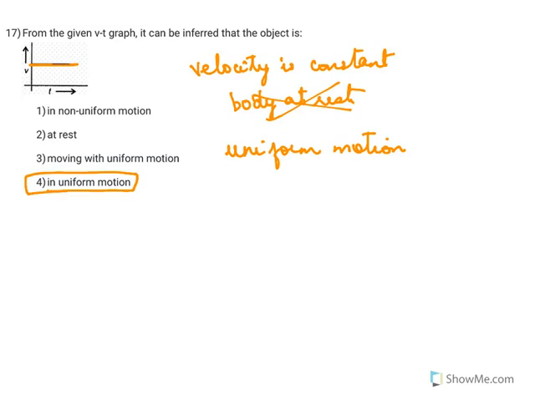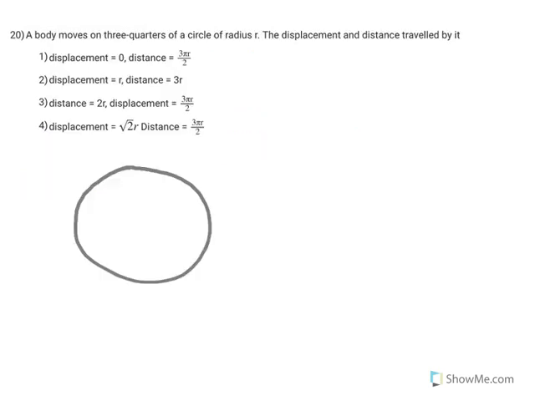In uniform motion. So it could be moving with uniform motion also, but definitely it could be the 3 or 4. A body moves on 3/4 of a circle of radius r. Find its distance and displacement. So if the object were to start here, say at this point A, it is going 3/4. 3/4 means it is moving right round till here. This is 3/4. So this would be your point B.